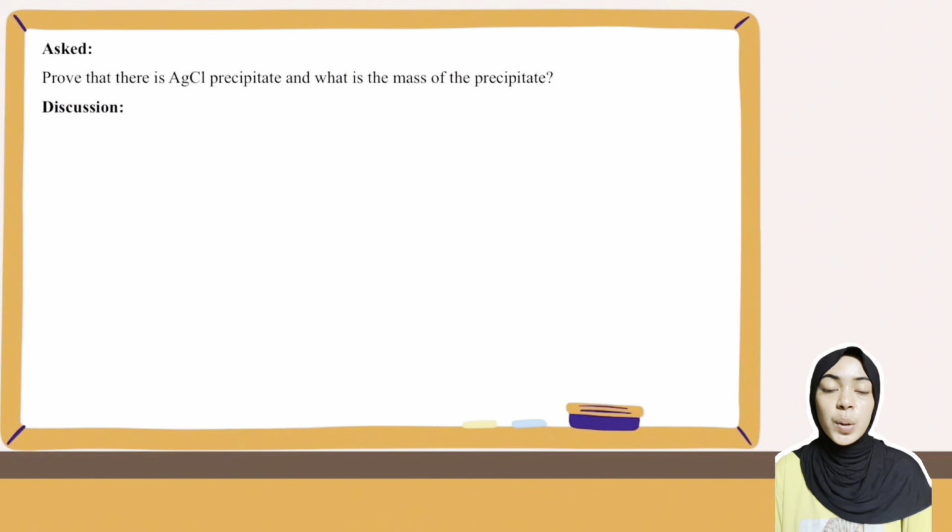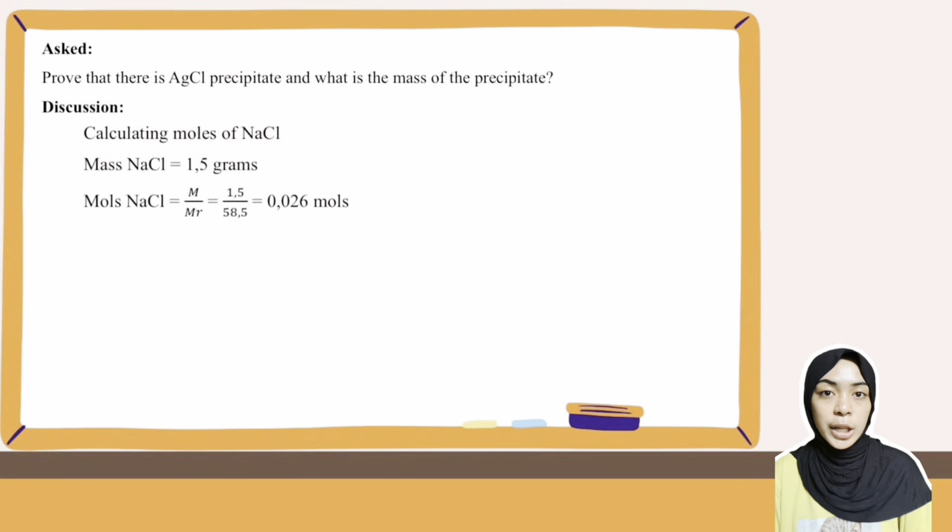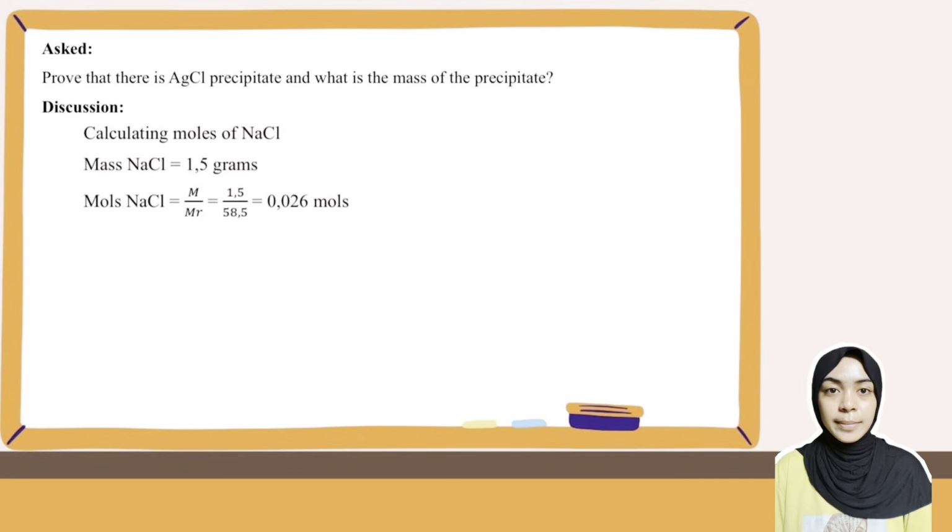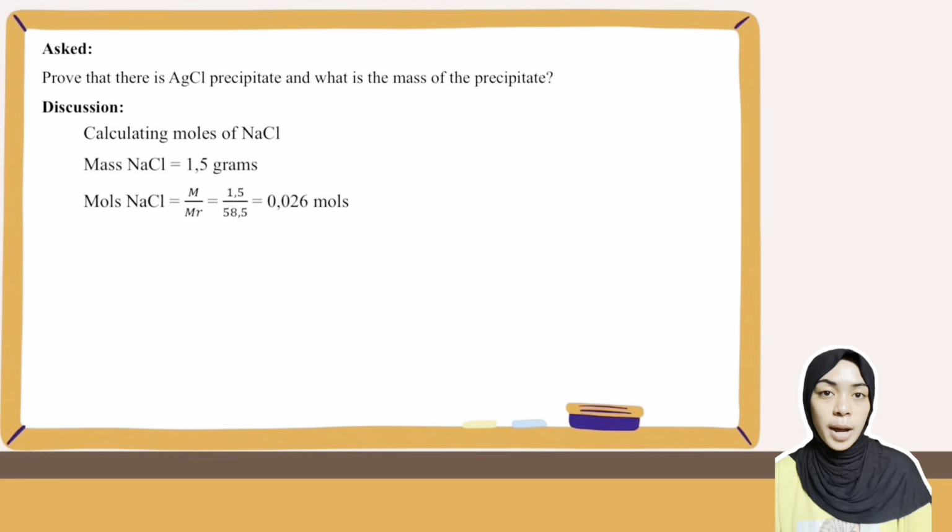The first step is to calculate the number of moles of each compound, starting with natrium chloride. First, we calculate its molar mass, Mr. The Mr of natrium chloride is the sum of natrium and chlorium, which is 23 plus 35.5, resulting in 58.5. Therefore, the moles of natrium chloride equal the mass divided by the molar mass, 1.5 gram divided by 58.5, which is approximately 0.026 moles.